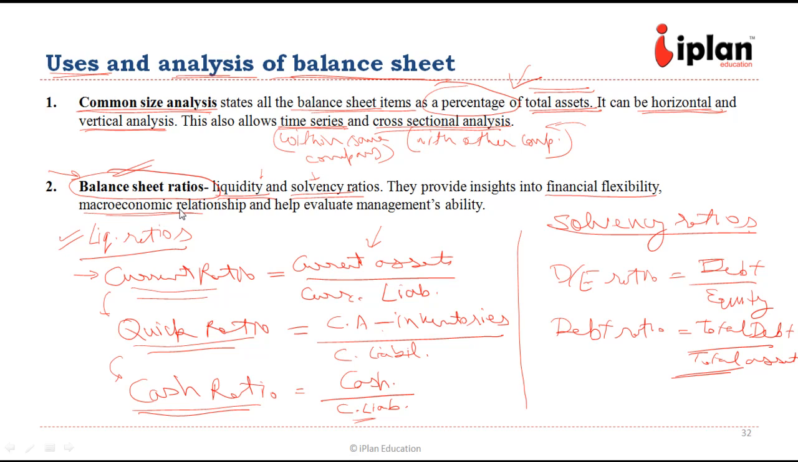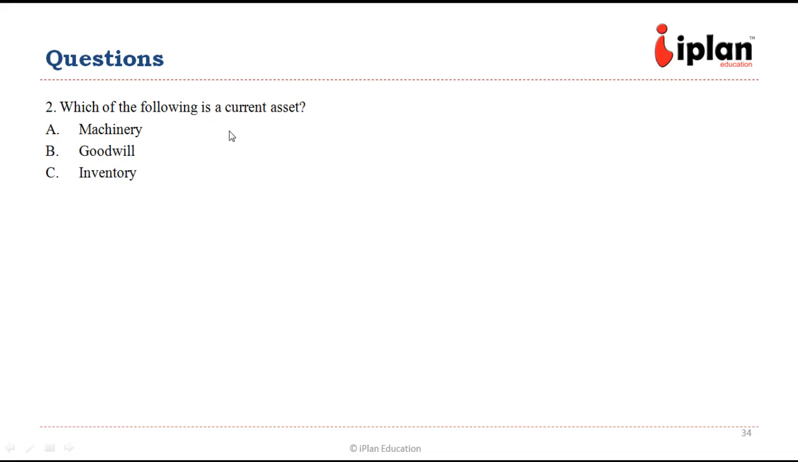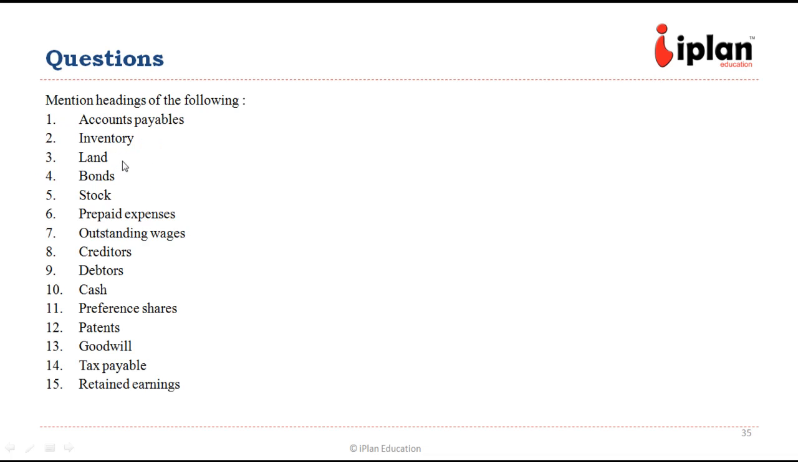Now that has brought us to the end of this topic. Let us look at a few questions. The assets are equal to liabilities plus equity in the balance sheet. This is by definition itself. So B is the right answer. Question number 2 says which of the following is a current asset? We know that machinery is a long-term asset. Even goodwill is an intangible long-term asset. Inventory is the current asset. So C is the right option.